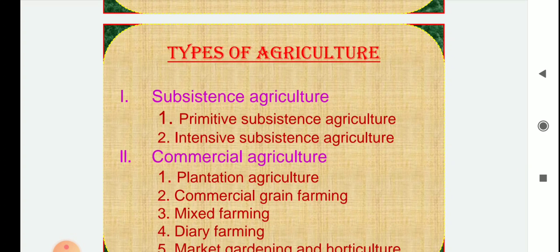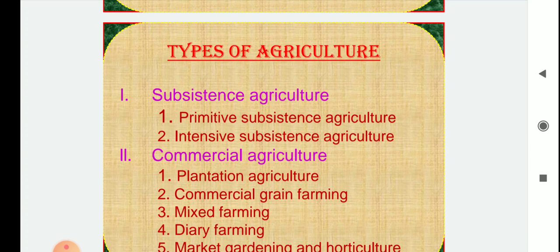If we talk about the types of agriculture, first is subsistence agriculture. Subsistence agriculture is of two types. First is primitive subsistence agriculture, and second is intensive subsistence agriculture. In primitive subsistence agriculture, students, it is also called shifting cultivation, or slash and burn agriculture, as you all studied in junior class. It is practiced by tribes in the tropics, and land holdings are small.